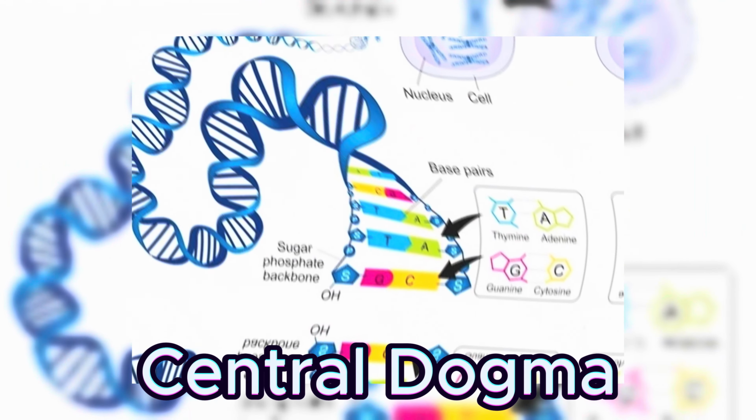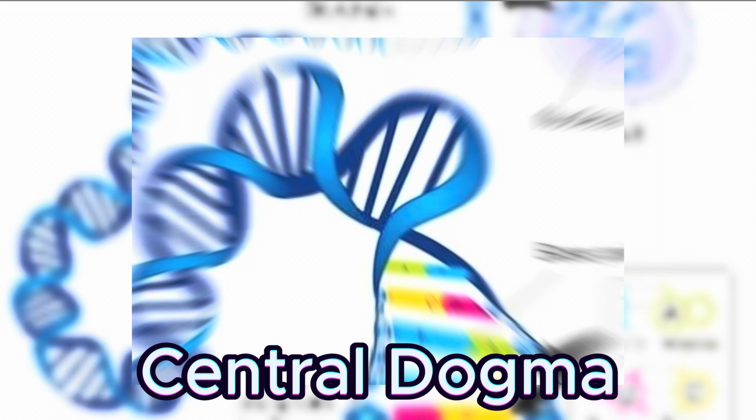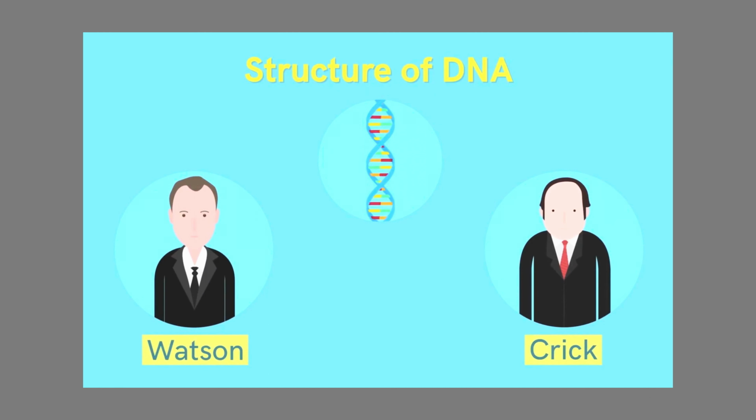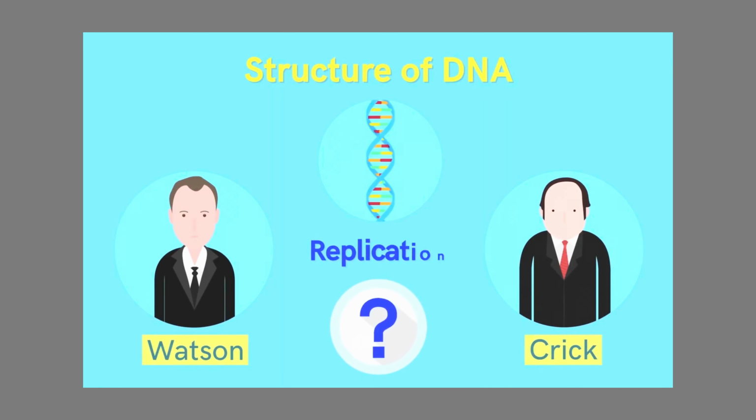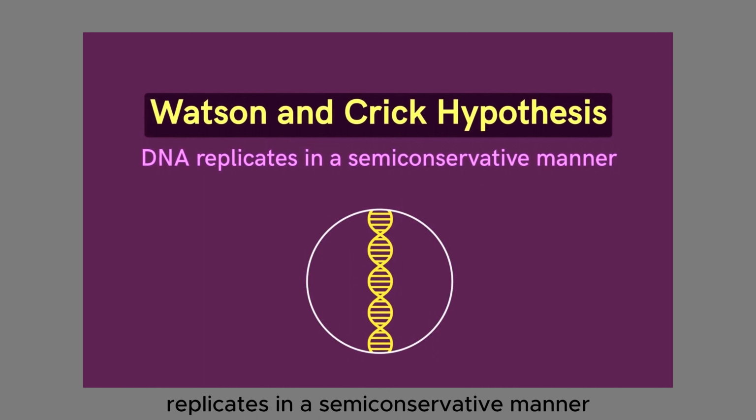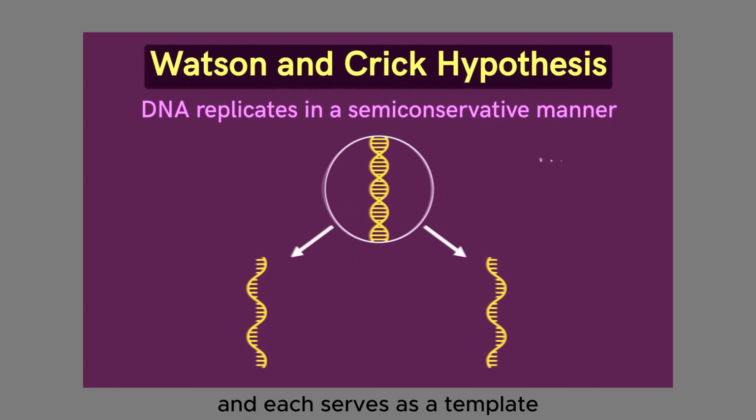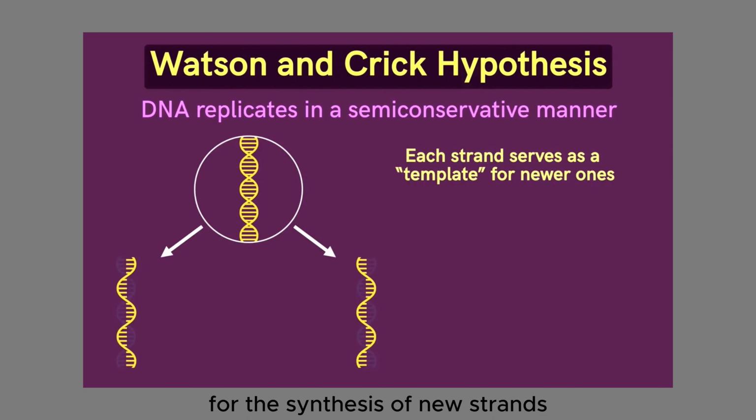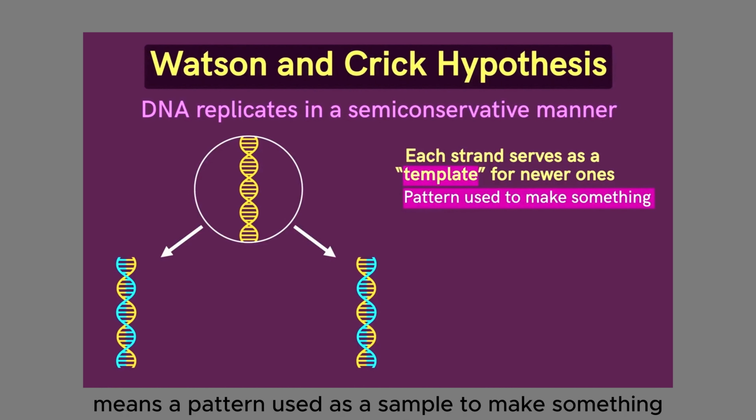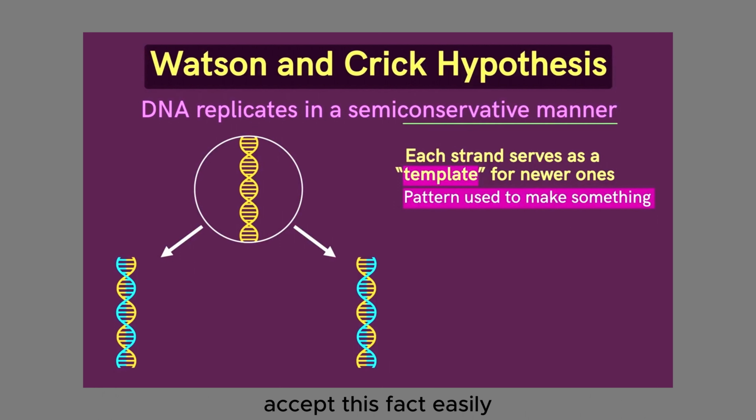Did you ever hear about the central dogma of life in biology? Hi fellas, did you know that the scientific world became curious to know how DNA could be replicated after Watson and Crick came up with their hypothesis regarding the structure of DNA? They put forth a hypothesis that DNA replicates in a semi-conservative manner, that is, both strands separate and each serves as a template for the synthesis of new strands. Template in literal terms means a pattern used as a sample to make something. However, the scientific world was not ready to accept this fact easily.